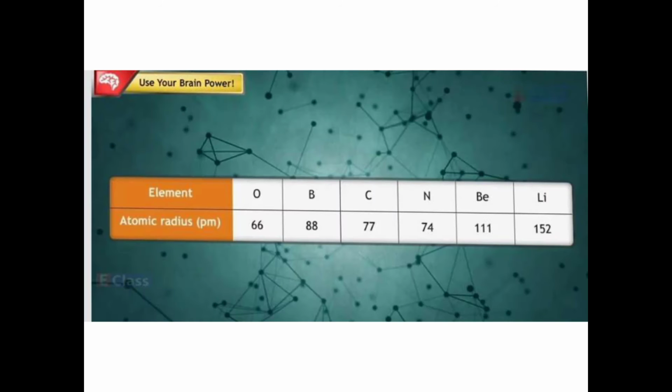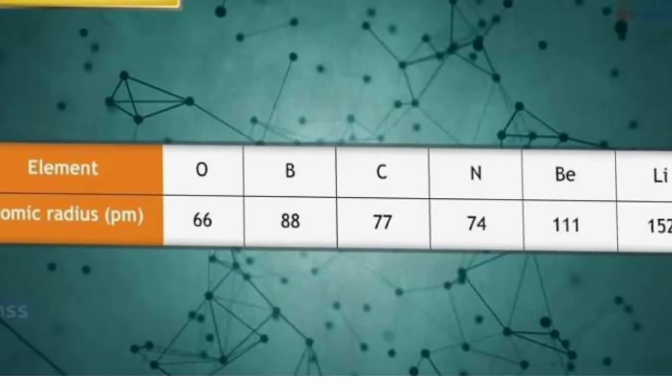So let us see the example. Here I have an example. Some elements are written along with their atomic radius. Oxygen 66, boron 88, carbon 77, nitrogen 74, beryllium 111, lithium 152. So these are some of the values which are already measured and given to you, right?